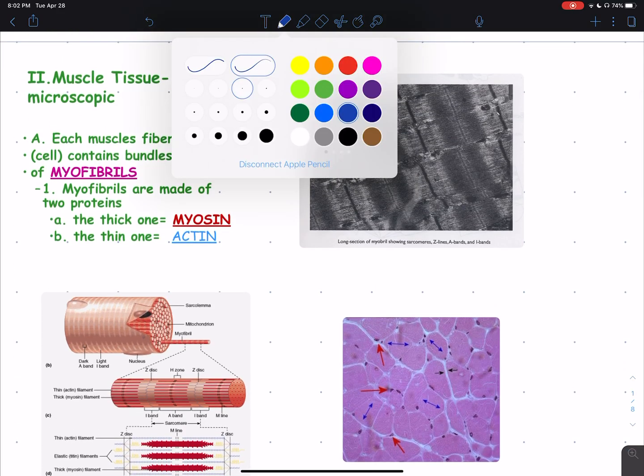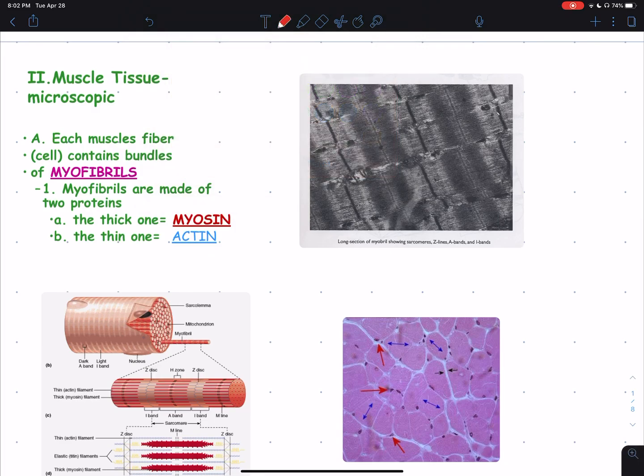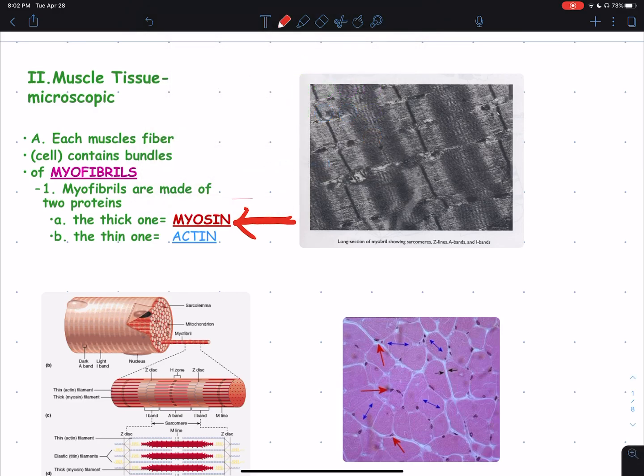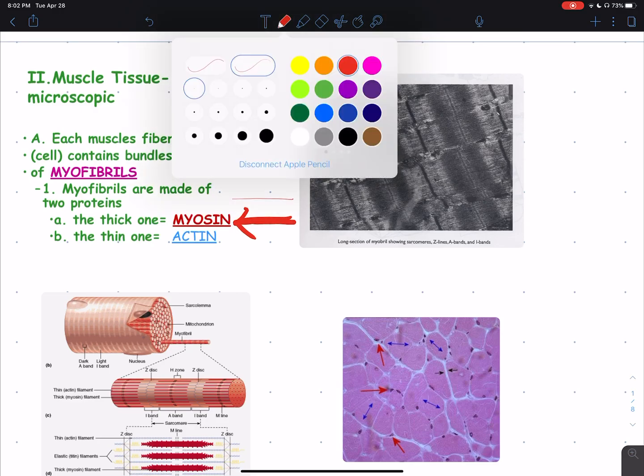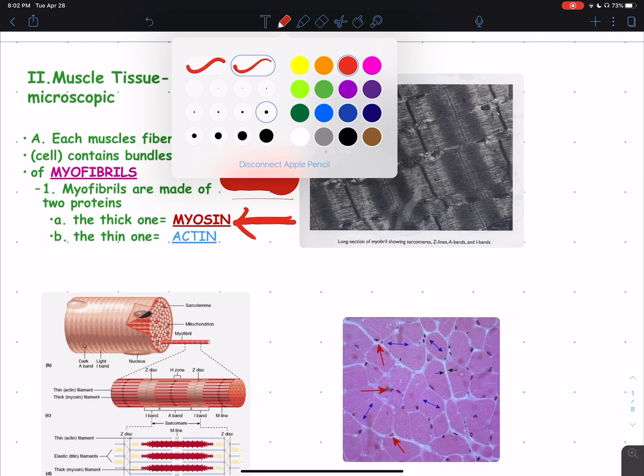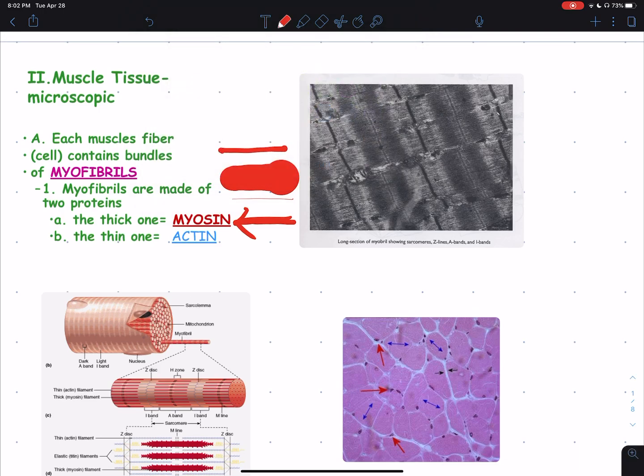Those myofibrils are going to be made up of two different chemicals. One of them is called myosin, and it's the thick one. So when we look at something that is thick versus something that is very thin, right? Which are we going to be able to see better? Are we going to be able to see the thick one better? Or are we going to be able to see the thin one better?